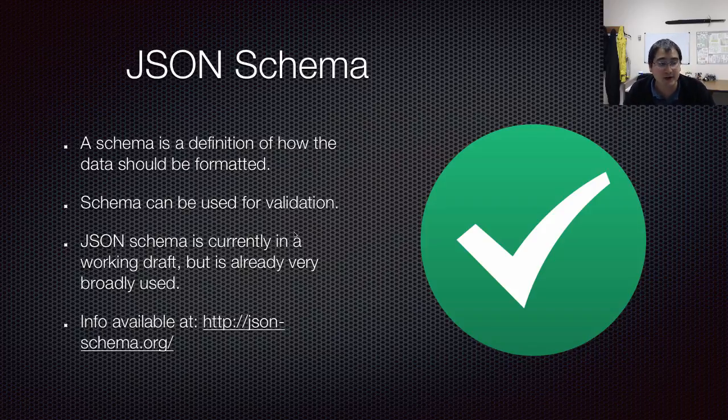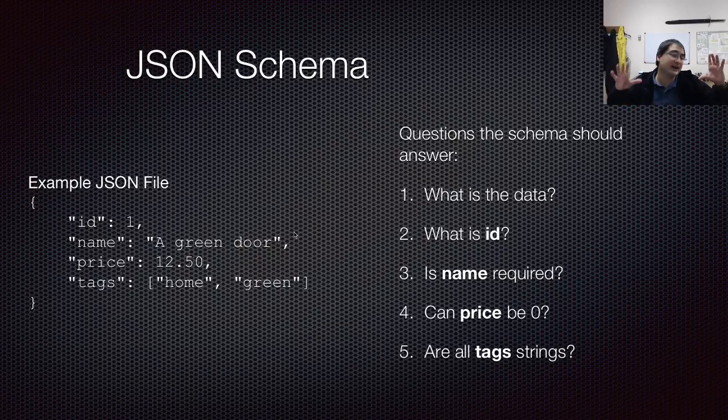All right, so let's talk about, say, an example, a simpler JSON file here on the left. We have IDs, names, price, tags. It's meant to represent, say, an entry in some inventory database.